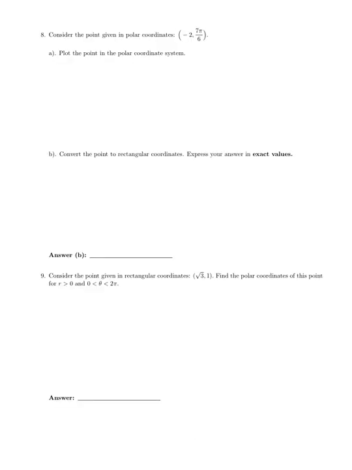Okay, number 8. Consider the point given in polar coordinates, -2, 7 pi over 6. So what we're given here is r, theta. It's always in that order. Okay, so part A, it says plot the point in the polar coordinate system.